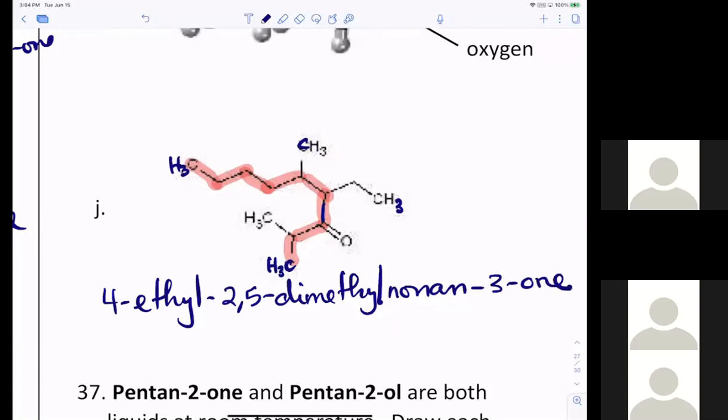Are you glad your parents didn't name you that? 4-ethyl 2,5-dimethyl nonane 3-one. Anybody disagree with that?